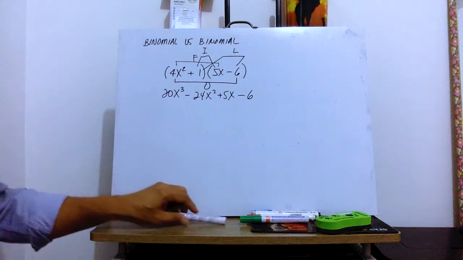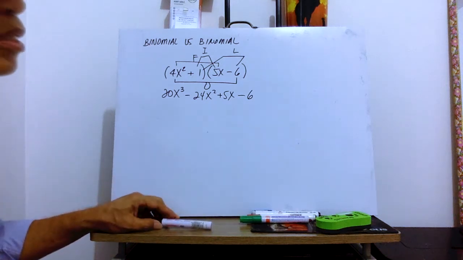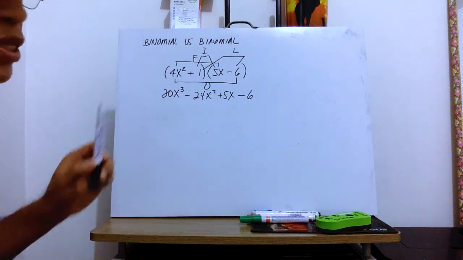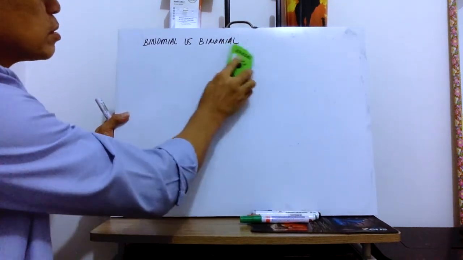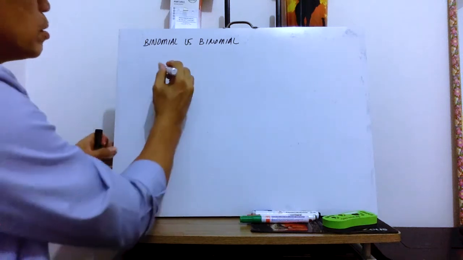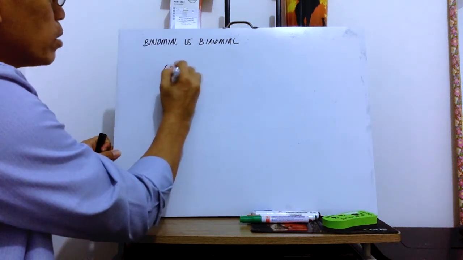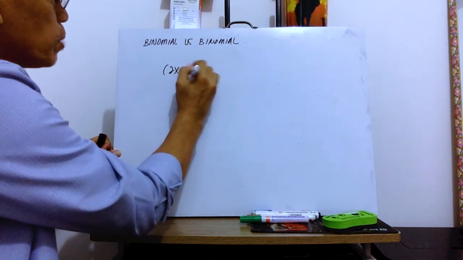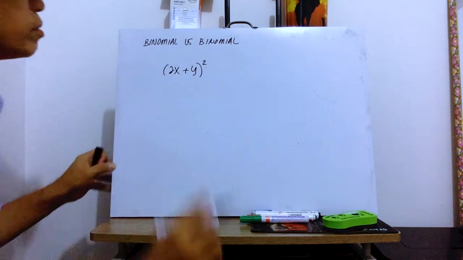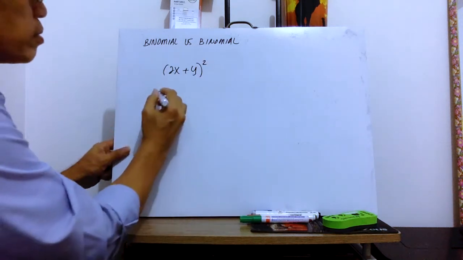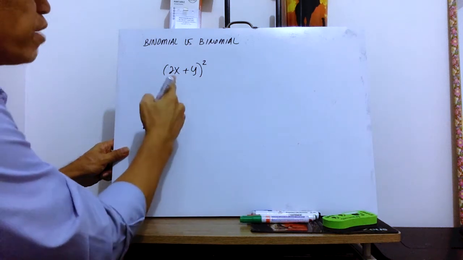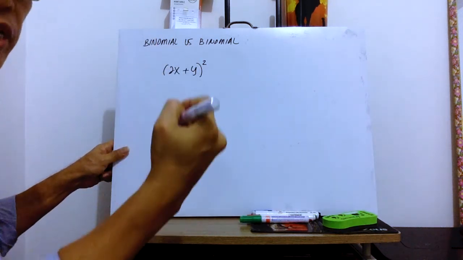All right? What if we have special multiplication, right? For example, this one. I want to multiply 2x plus y, squared. You're squaring a binomial. All right. So how do you do that? Very simple. Either you do the FOIL method or do the shortcut method.